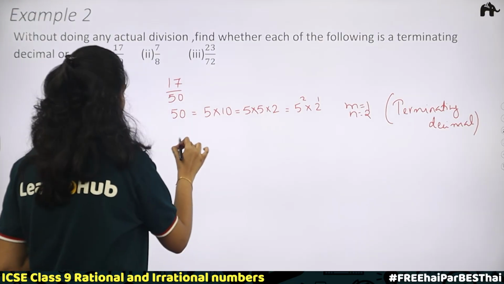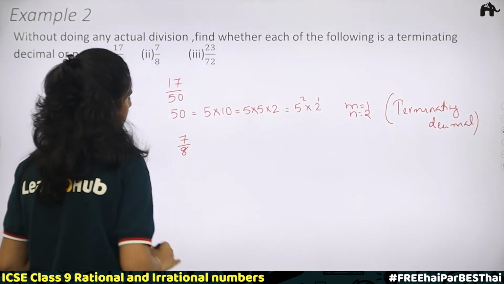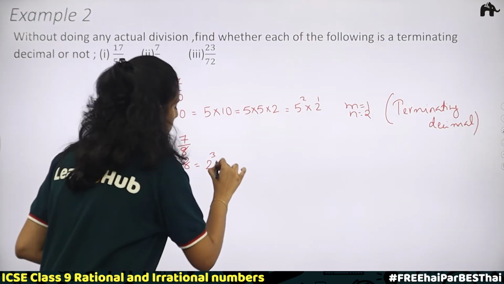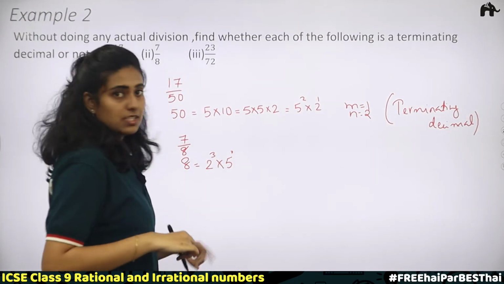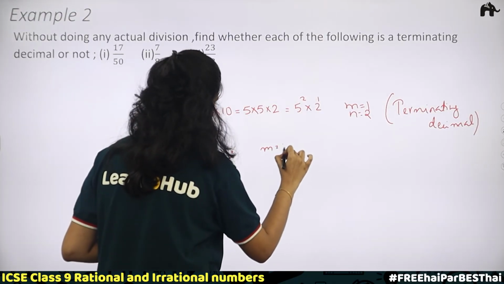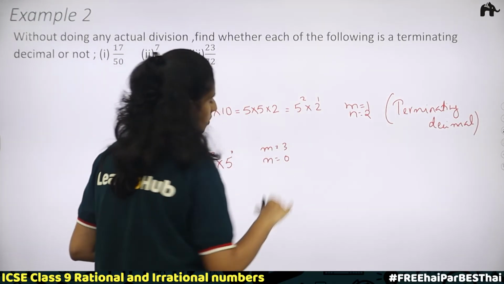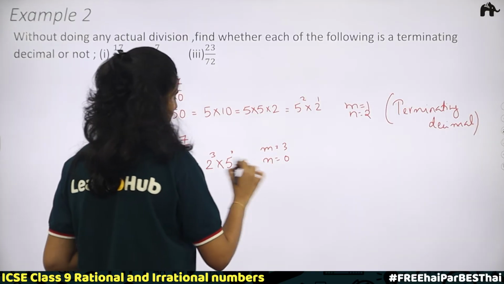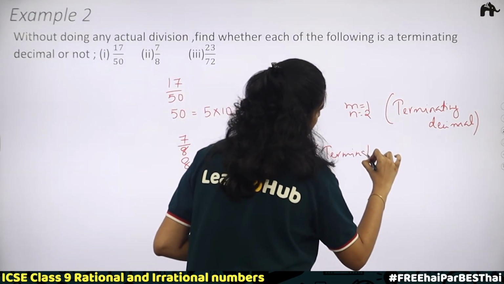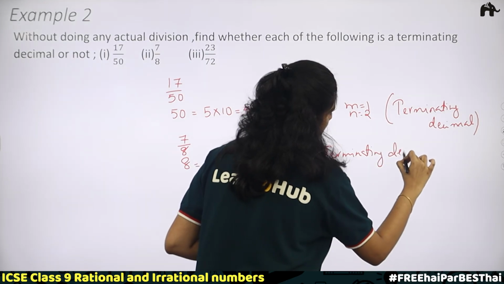Next, second one, 7 divided by 8. 8 can be written as 2 cube into 5 raised to 0, because we need 1. Here m is equal to 3 and n is equal to 0. Therefore, we again have a terminating decimal.